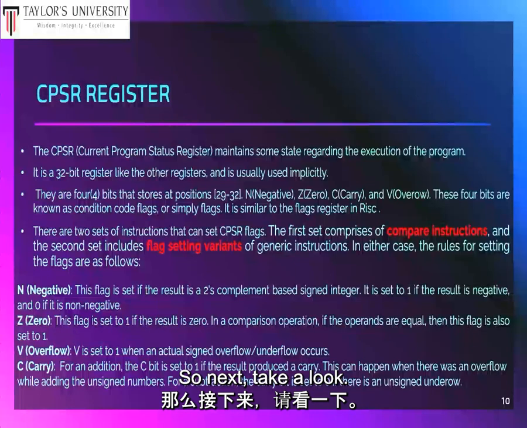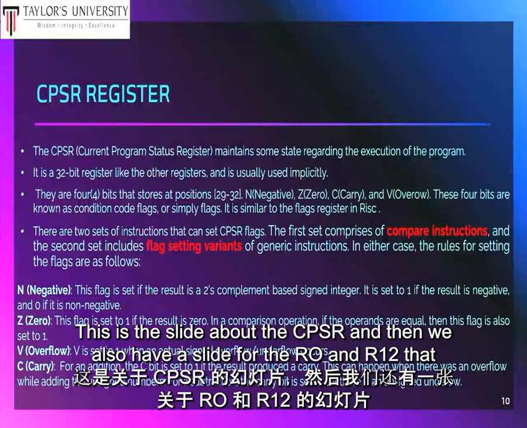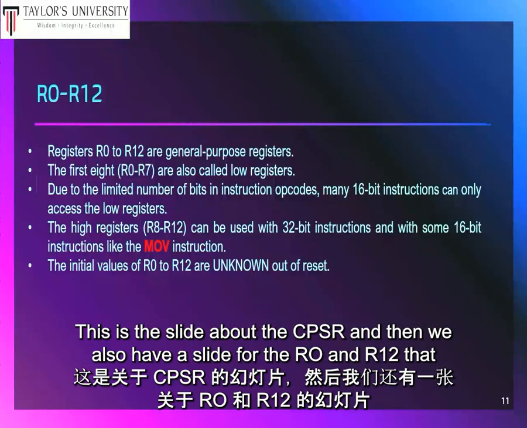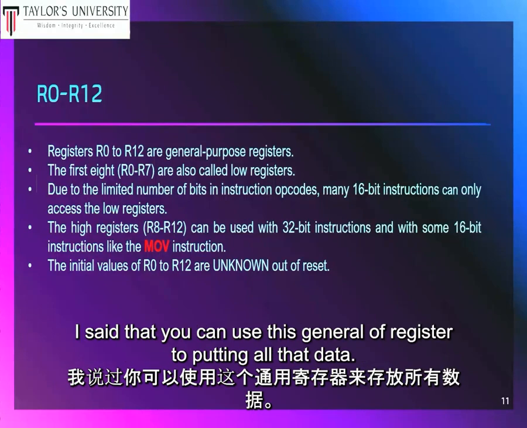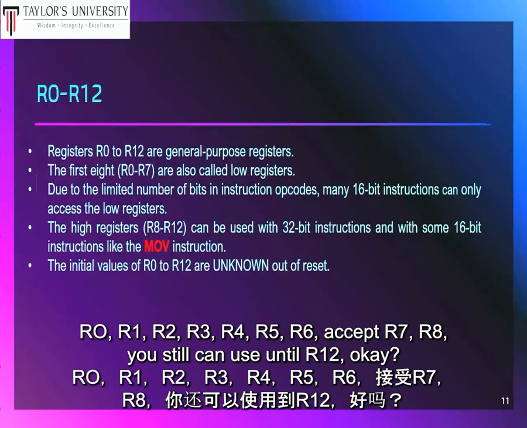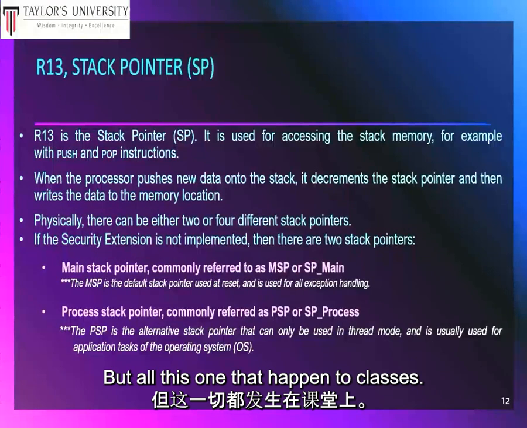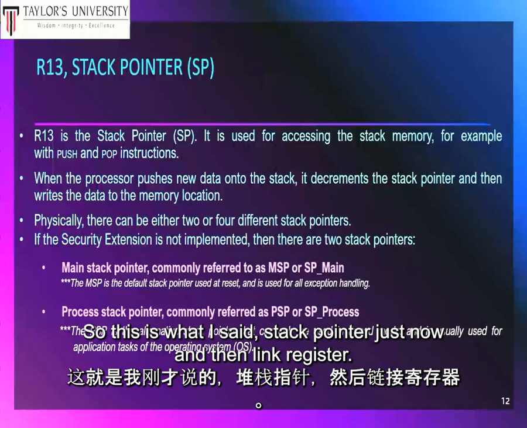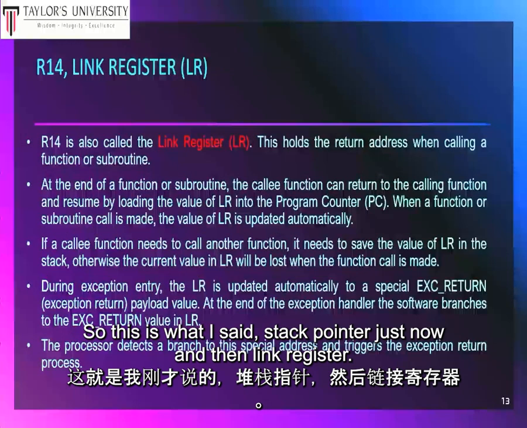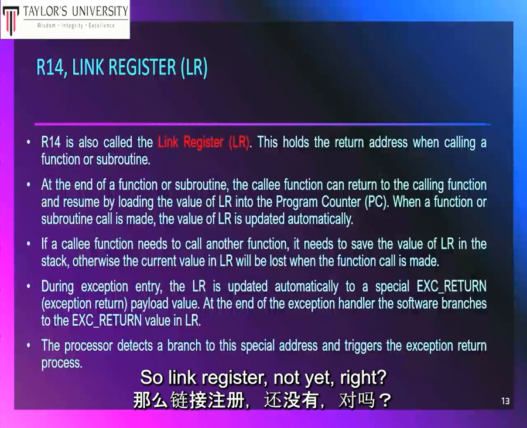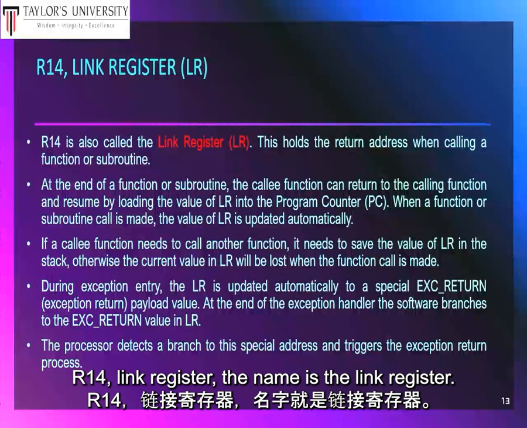Next, take a look. This is the slide about the CPSR. We also have a slide for R0 to R12, the general purpose registers you can use to put all that data: R0, R1, R2, R3, R4, R5, R6, except R7. R8 you can still use until R12. But these have two classes. This is the stack pointer I mentioned just now, and then the link register, R14. The name is the link register.